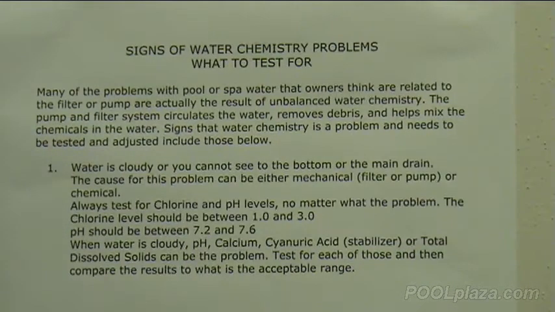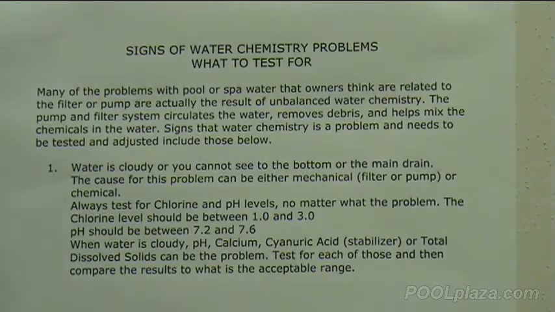Whenever you're testing water, always start off with the chlorine test if you use chlorine or a salt system for your pool. Then proceed to the pH test, as those are the two most important areas where chemical problems exist.